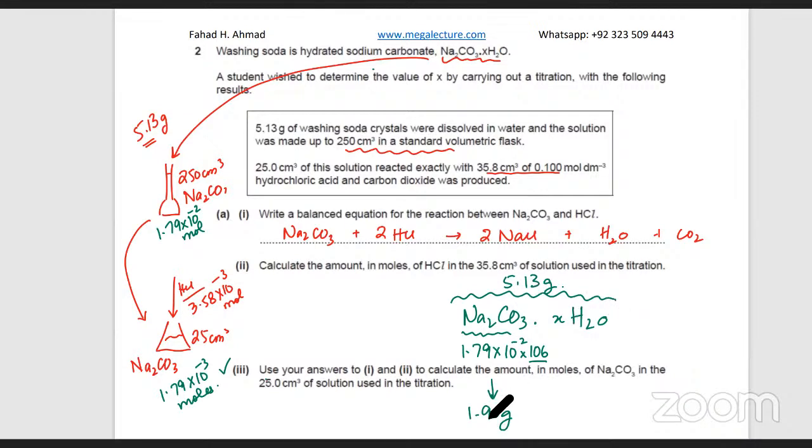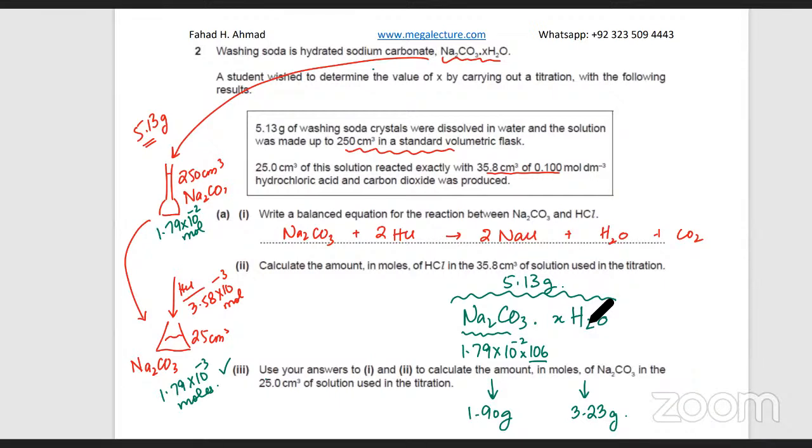5.13 minus 1.90. Say 3.23. So you're getting 3.23 grams. So you had 1.90 grams of sodium carbonate in the crystal, and you had 3.23 grams of water in it.